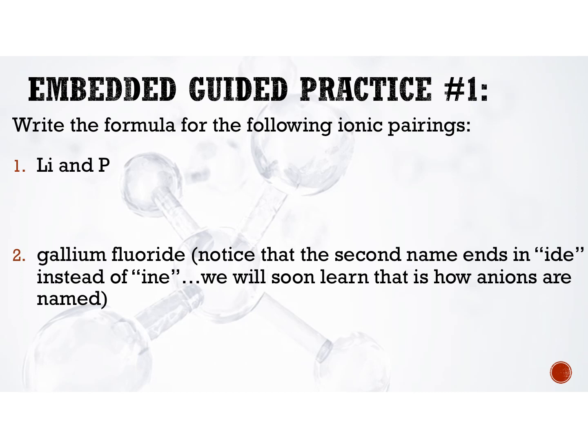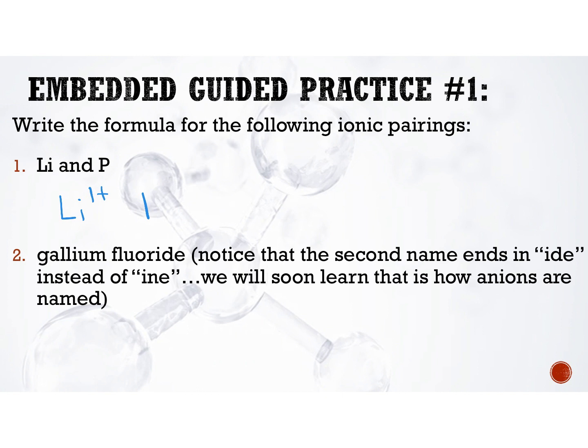All right, let's practice writing some formulas of simple ionic pairings. When we look at lithium and phosphorus, to write the formula we're going to write their ions. Lithium is found in 1A, which means it has one valence electron that it's going to lose when it becomes ionized. It does that to satisfy the octet rule and become stable, so when it loses that one valence electron, we end up with a charge of 1 plus.